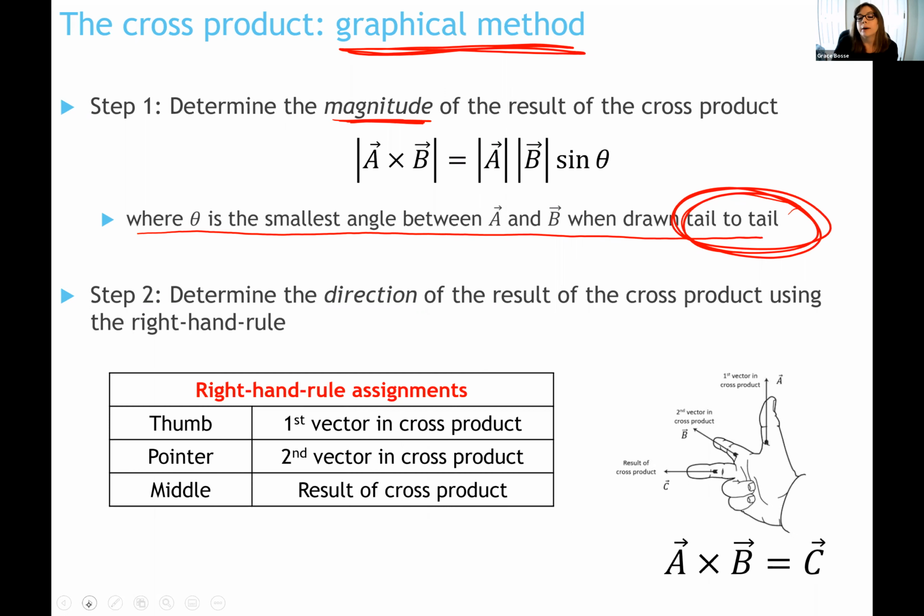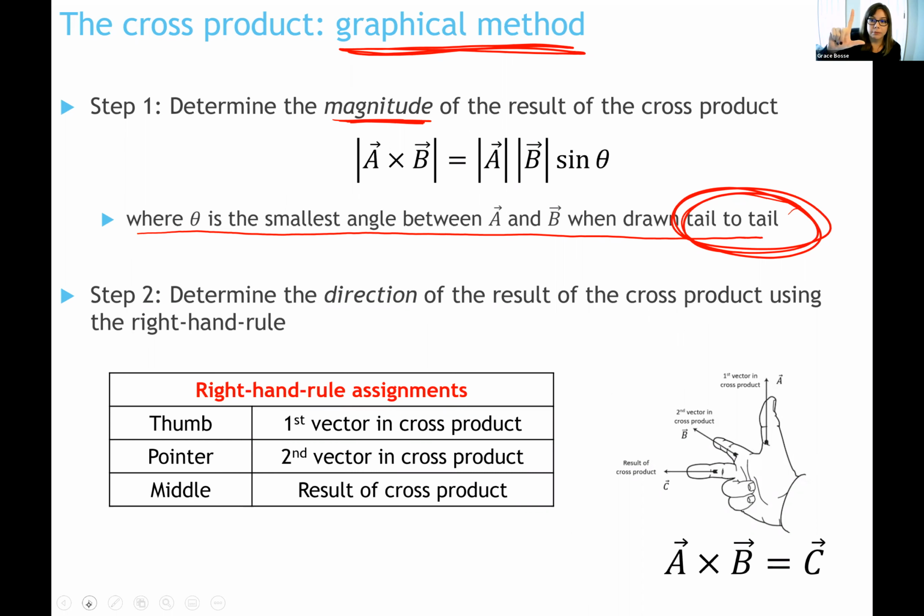You want to make that shape with your right hand where you make an L with your pointer finger and your thumb, and then you point your middle finger perpendicularly outwards, like from your palm. Okay, so that's the shape you want to make. And now you want to make the following assignments to your hand. So your thumb represents the first vector in the cross product. So in this example of A crossed with B, your thumb represents vector A. Your pointer finger represents the next vector in the cross product. So in this example, your pointer finger would be vector B.